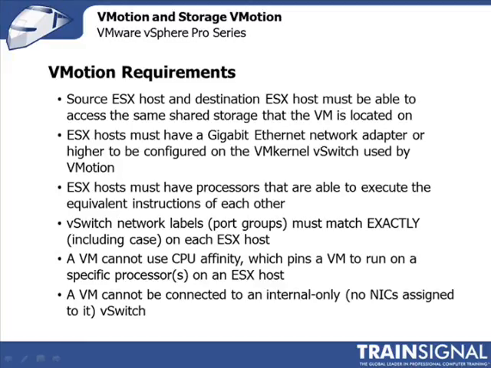vSwitch network labels, also known as port groups, must match exactly, including case, on each ESX host. A virtual machine cannot be using CPU affinity, which pins a virtual machine to run on a specific processor on an ESX host. A virtual machine cannot be connected to an internal-only vSwitch, which is a vSwitch that has no physical NICs assigned to it and is like a private vSwitch on a host.